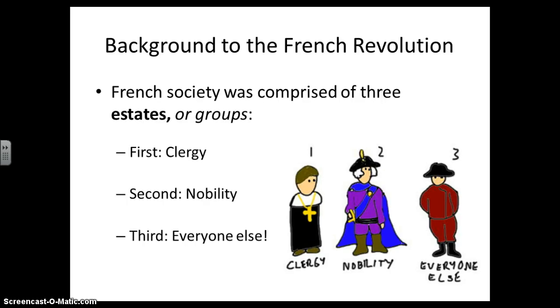If you take a snapshot of France, 1789, a lot of the feudal system was left over from the end of the Middle Ages. So French society was made up of three groups or estates. The top estate, or the first estate, was known as the clergy. The second estate was known as the nobility. And then the third estate was everybody else. This includes people from merchants, lawyers, doctors, all the way down to the peasants.